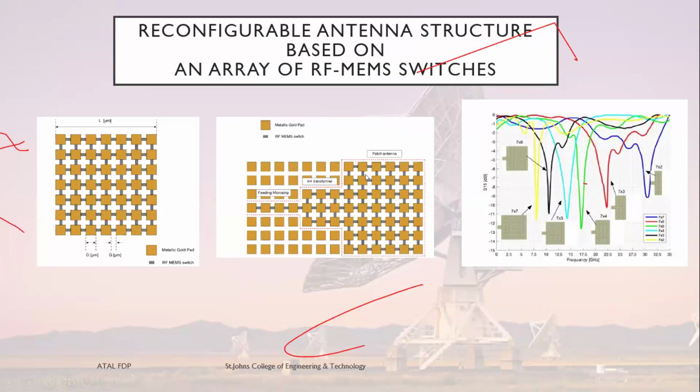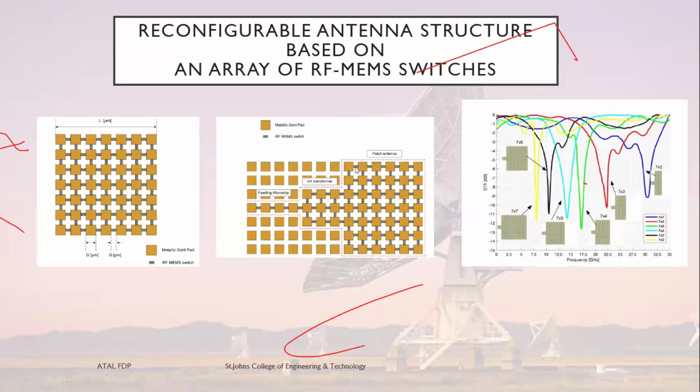Now look at this structure. There are a number of antennas arranged in the form of a matrix. But these antennas are connected through MEMS switches. MEMS, I can turn them off or I can turn them on. Apply some voltage. There are two colors that you are seeing. One is the gold color, the other one is the black color. Black color represents the MEMS switch. The gold color is the patch.